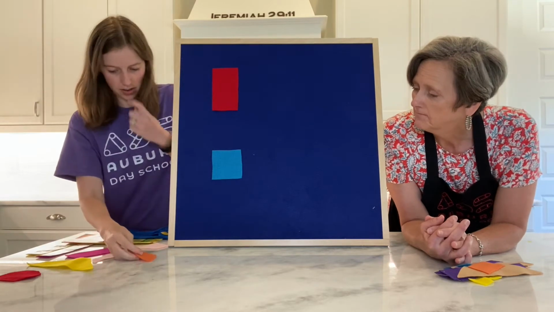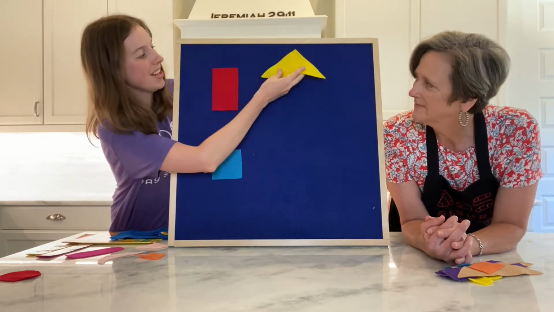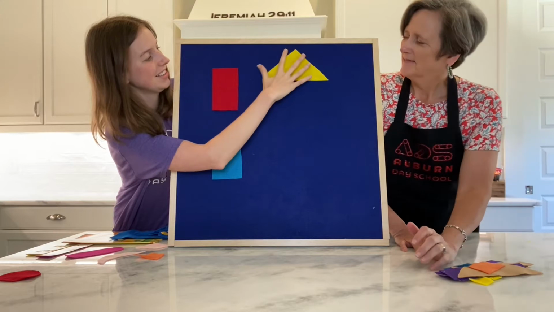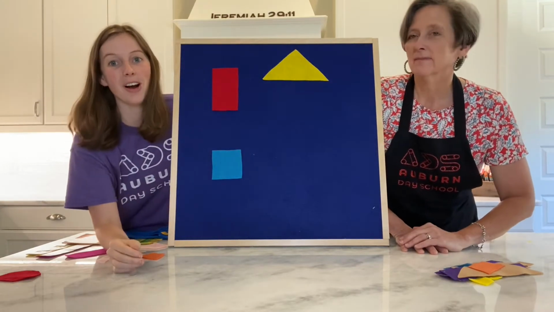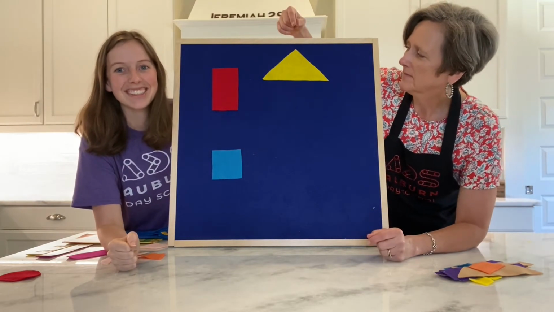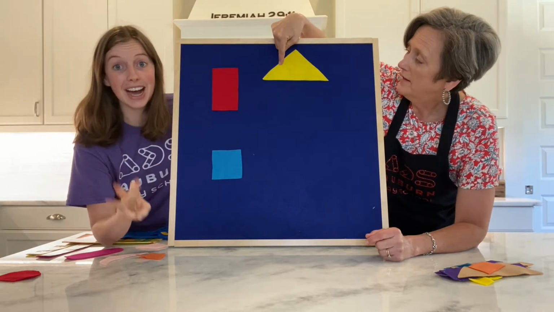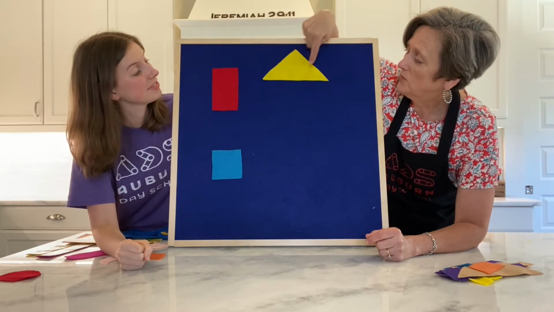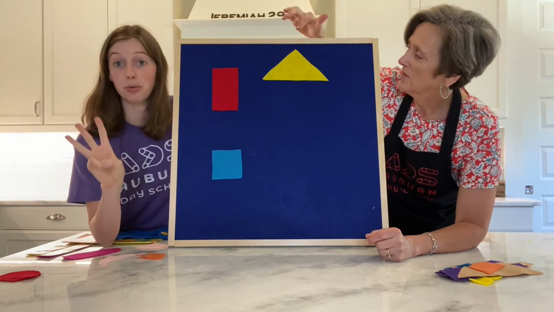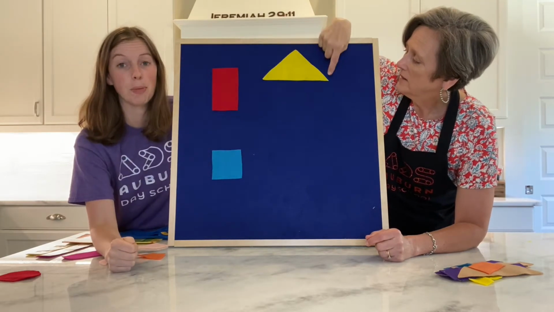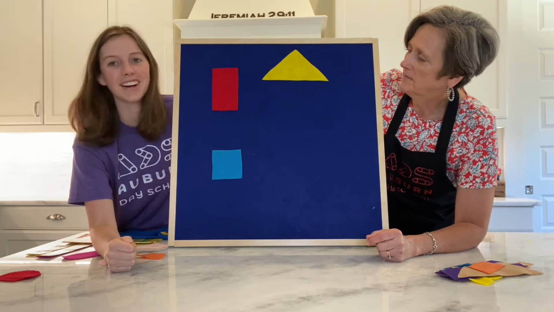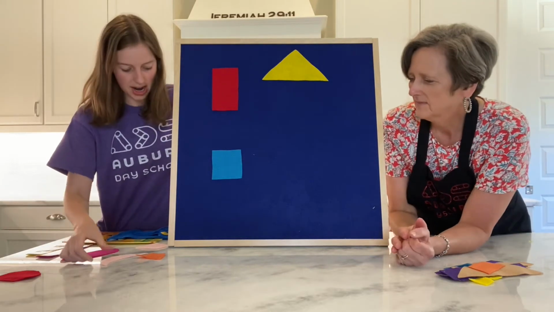Okay, let's try another one. Ooh, this one's really big and bright. All right, this looks like the top of our rocket ship. Do you remember what shape it is? It's a triangle. A triangle has 3 sides: 1, 2, 3. And it also has 3 corners, or points: 1, 2, 3. Very nice. Okay, let's try this one.